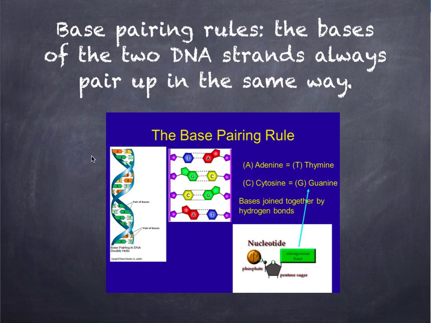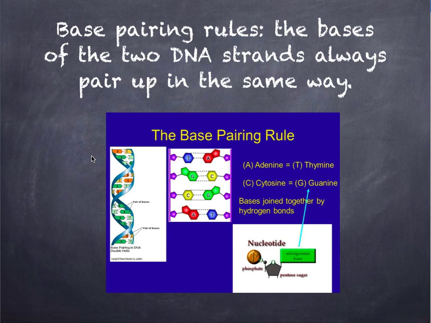Base pairing rules. The base pairing of the two DNA strands always pair up in the same way. So we talked about, when we talked about nucleotides, we stated that the base is going to be different. And so these bases are going to pair up with other bases. So there are 4 different bases when we're talking about DNA. So this is adenine, thymine, cytosine, and guanine.